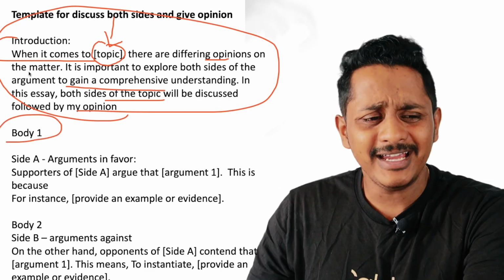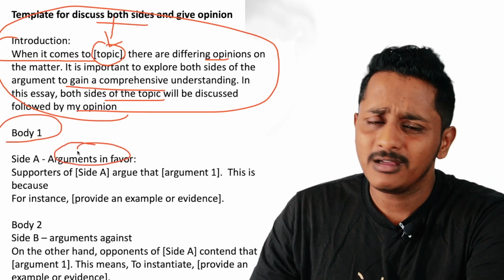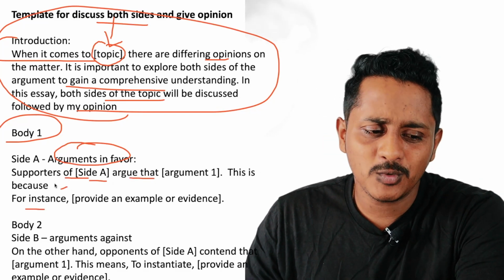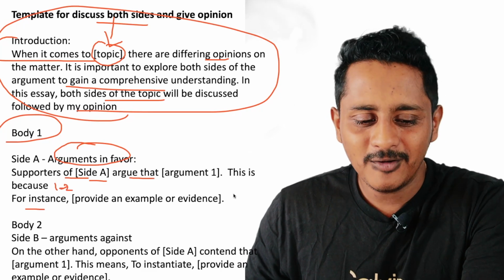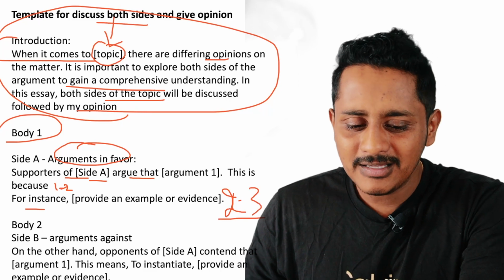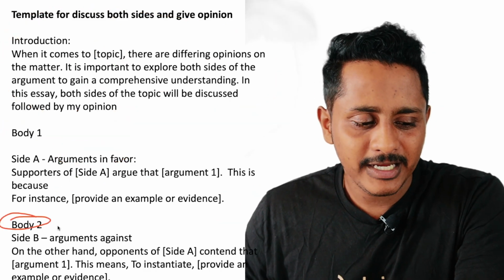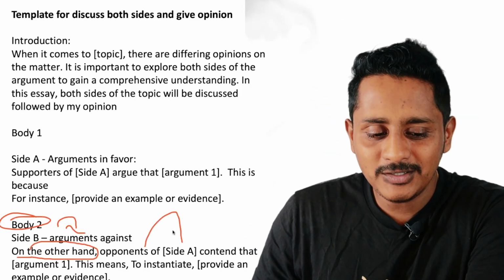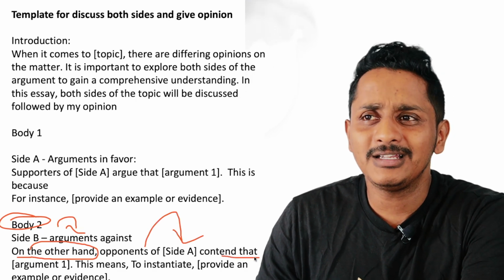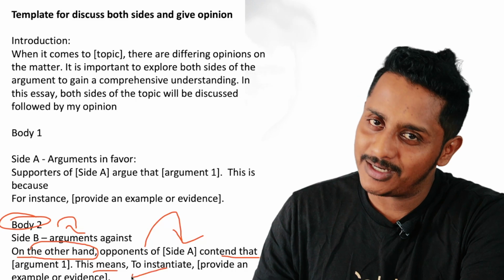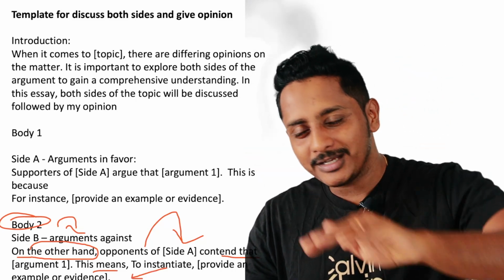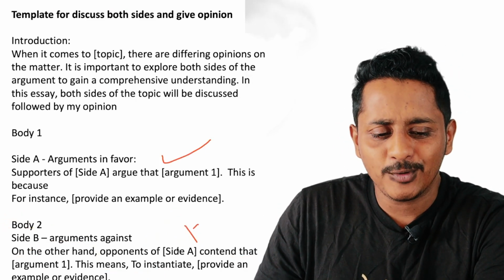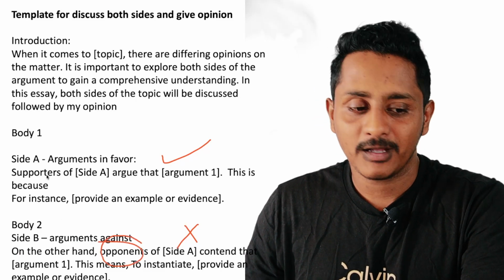So, with this, body 1, side A arguments, discuss both the sides. Side A in favor: supporters of side A argue that, this is because, for instance, one or two lines, then for instance, two or three sentences. The same thing for body 2. Side B, on the other hand, this is where you get the marks. These are the connectors, linking words. Opponents of side A contend that there are problems with respect to this. This means to instantiate, one or two sentences, then to instantiate, two or three sentences. Same thing. So, here we told about one side, here we told about the other side. Opponents, supporters.